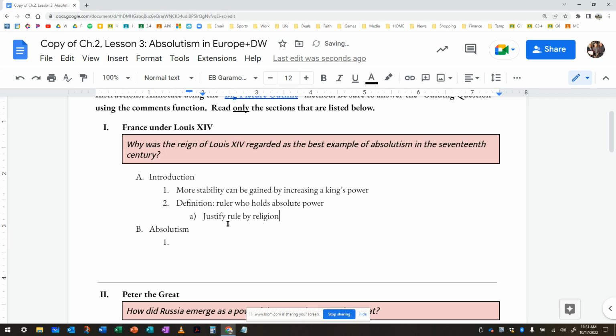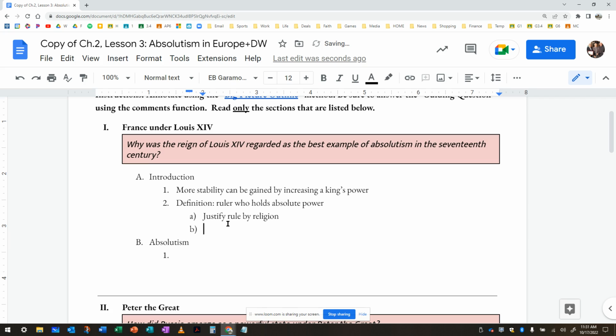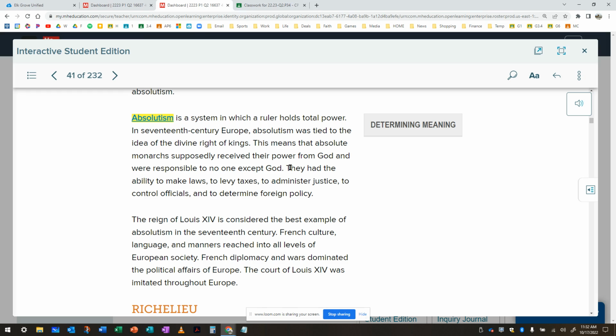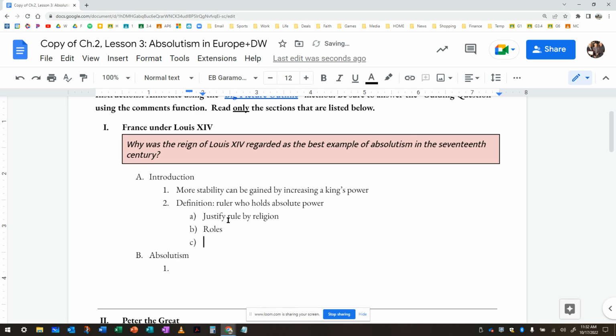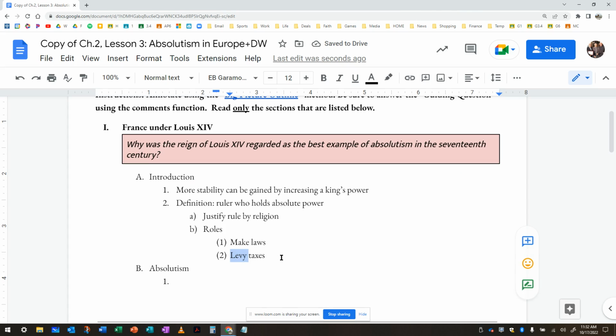So again, I'm doing some interpretation. You can copy down the notes exactly as is, but we know that this definitely demonstrates what absolutism is and what they actually do. Here's a list of things: make laws, levy taxes, administer justice. And so you can go ahead and lay out these particular roles. So their roles are to, 1, make laws, levy taxes, and so forth and so on. Now, if you don't know what these terms mean, this might be a chance to go ahead and define what they are, the roles that they play.